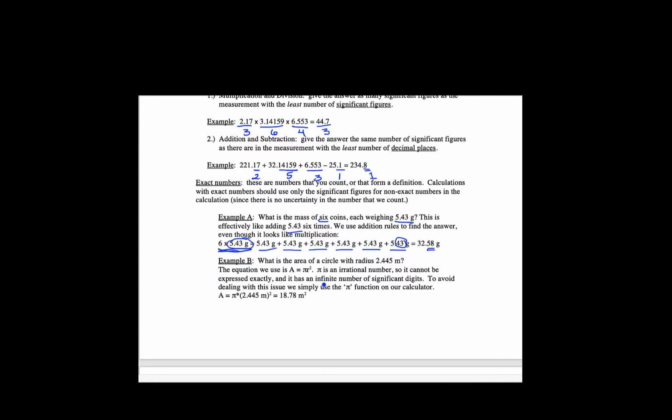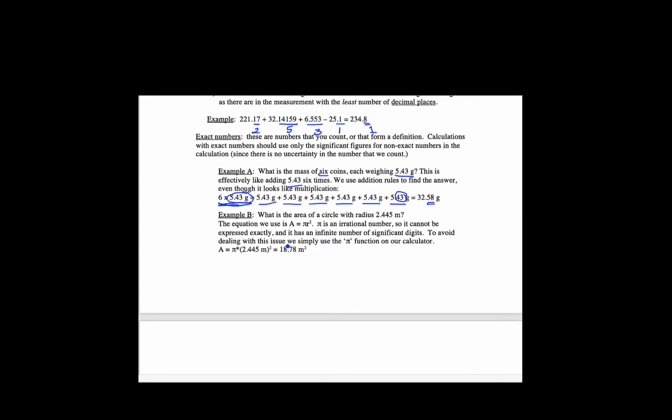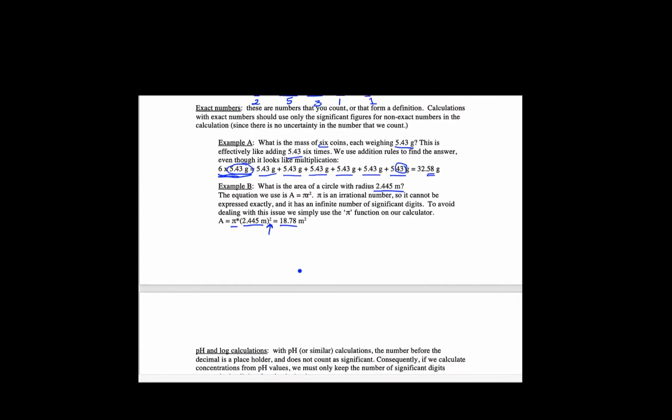So another situation here is calculating the area of a circle. So the area is 2 pi r squared, or excuse me, just pi r squared. And so my radius, 2.445 meters, is multiplied by itself. So I'm going to use multiplication rules, and I'm not going to worry about pi because that has infinite numbers of significant digits. So my radius has 4 sig figs, and I'm going to keep 4 sig figs in my final answer.